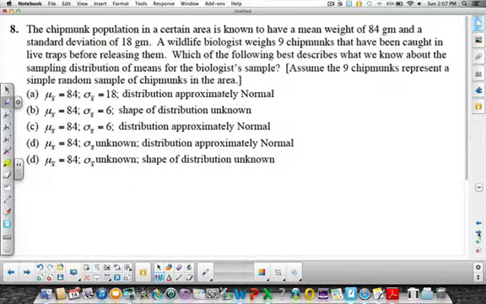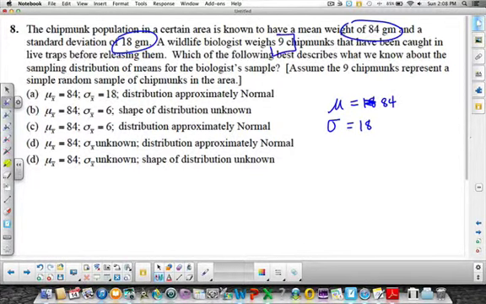Number 8, the chipmunk population in a certain area is known to have a mean weight of 84 grams and a standard deviation of 18 grams. A wildlife biologist weighs 9 chipmunks that have been caught in live traps before releasing them. Which of the following best describes what we know about the sampling distribution of means for the biologist's sample? All right, so we know that they have a mean weight of 84 grams and a standard deviation of 18 grams. That's true for the population. So for my whole population, the mean is 84, sorry, and the standard deviation is 18.